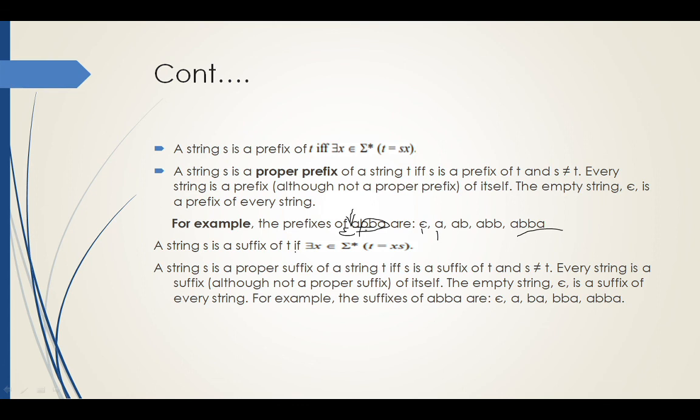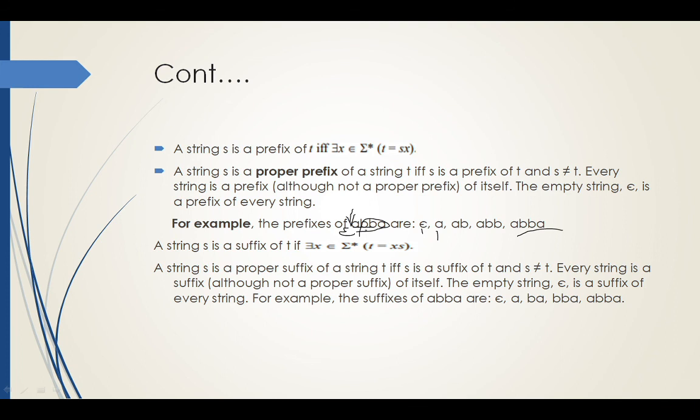A string S is a suffix of T if there exists an X belonging to the alphabet star. So what does alphabet star indicate here? The symbols defining the alphabet can come 0 or any number of times. So suffix is what? T equals XS. So what is the X here? X is a string and S is the suffix of that. So the string S is a proper suffix of string T if and only if S is a suffix of T and S should not be T.